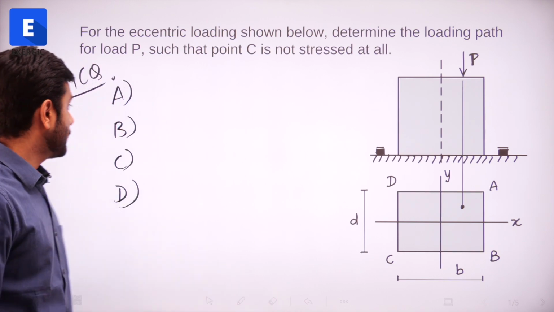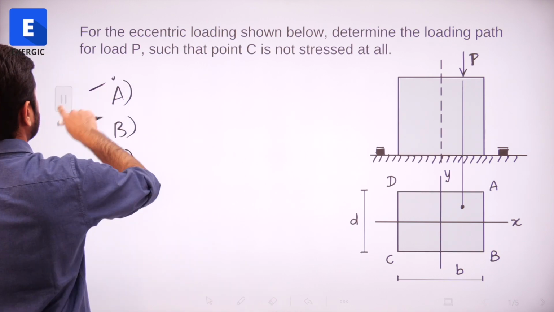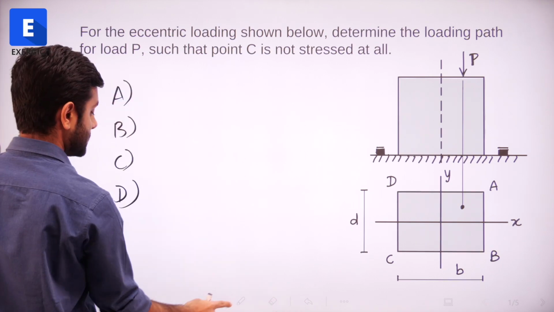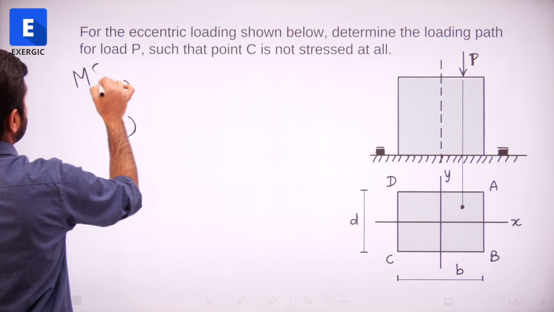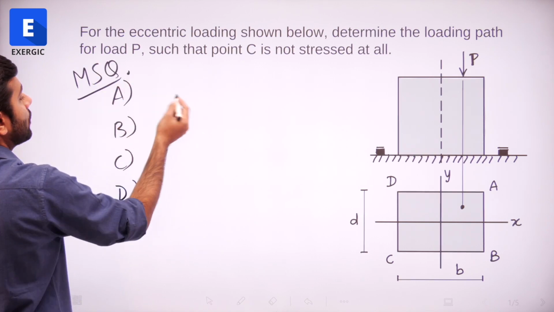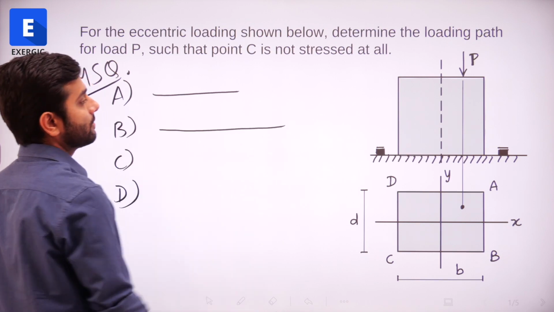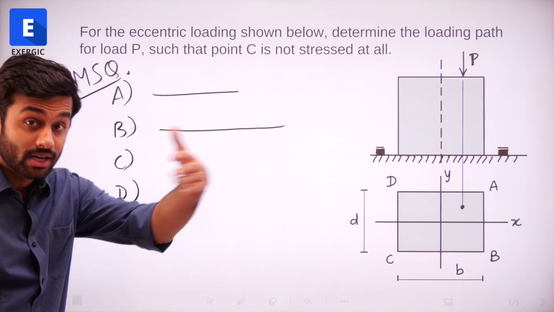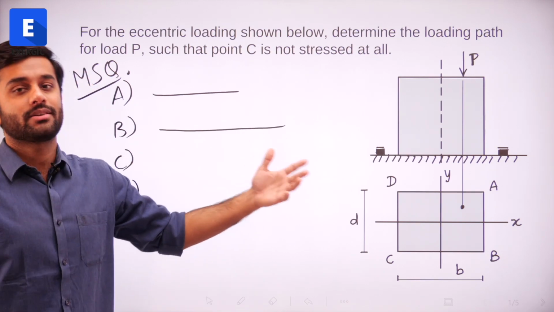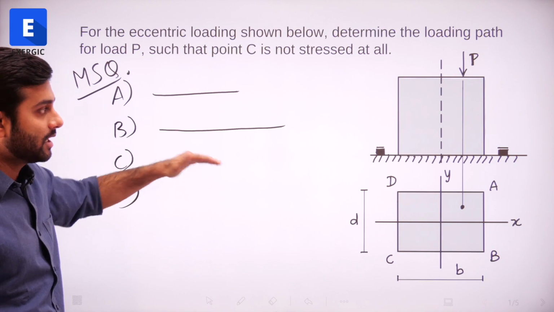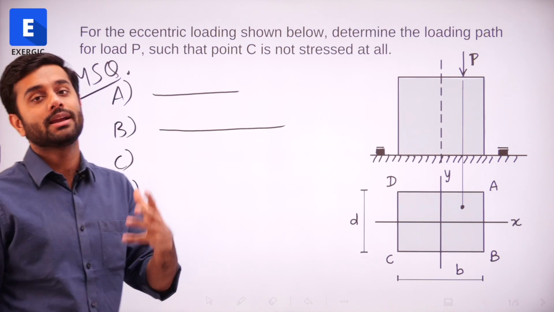Or if the question wants to make it a multiple select question, then what can it do? It can obviously write one equation. It can obviously write that the loading path is going to be a straight line. The equation form will be a straight line. And these sorts of things can be written as 4 options. You have to select the right one.